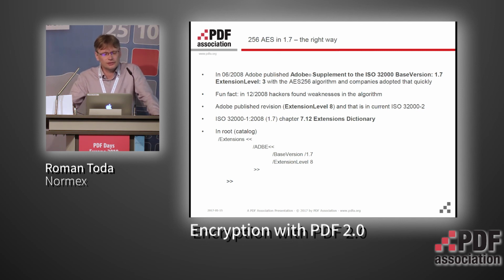Fun fact is that in December 2008, hackers found weaknesses in this algorithm. Shortly after that, Adobe published a revision called Extension Level 8. This is a publicly available document, and ISO 32000 has a language for how to use extensions to the standard. You simply put in the root that the file uses the extension, Adobe base level, extension level 8, and that's it. You're safe. It's not a big burden to do that.